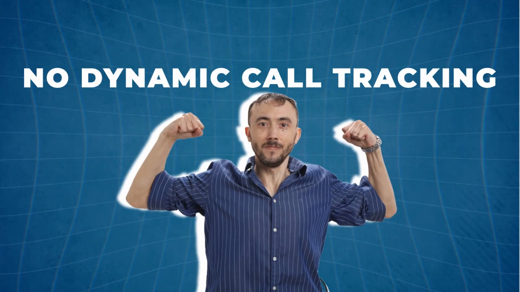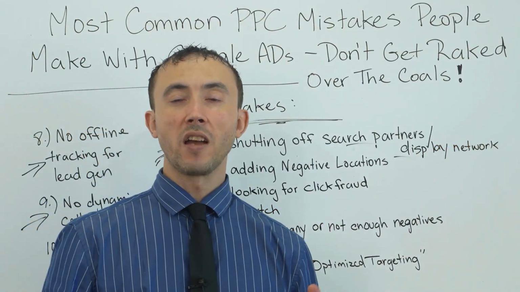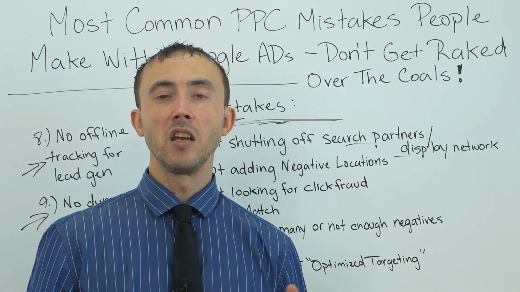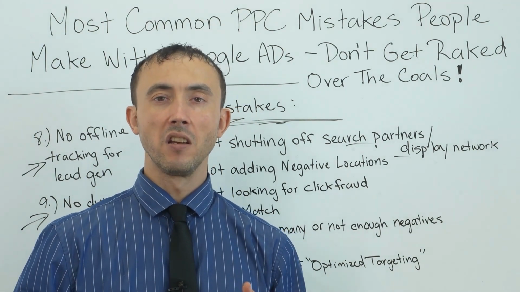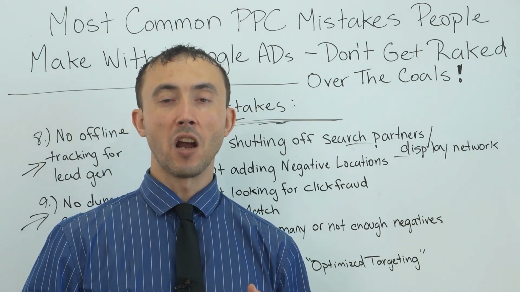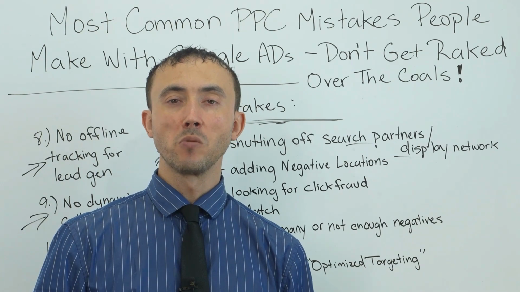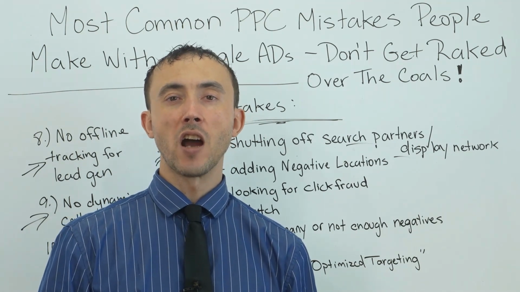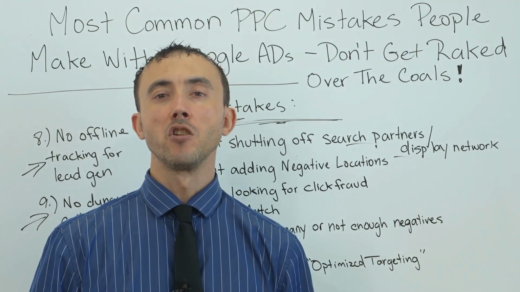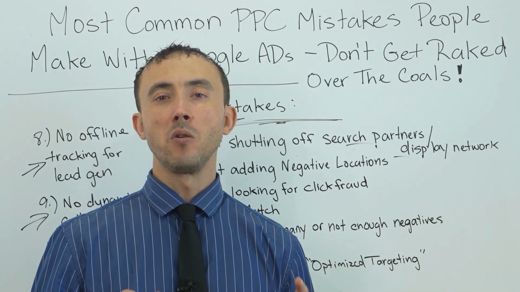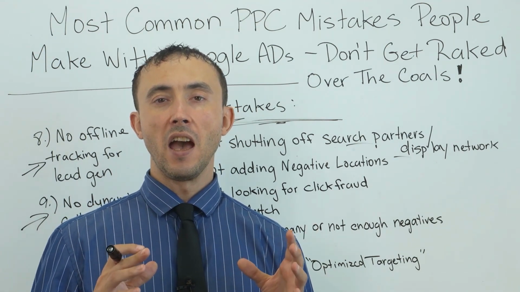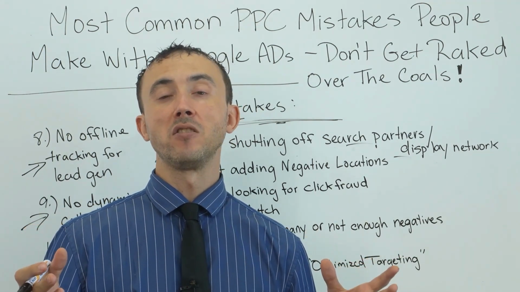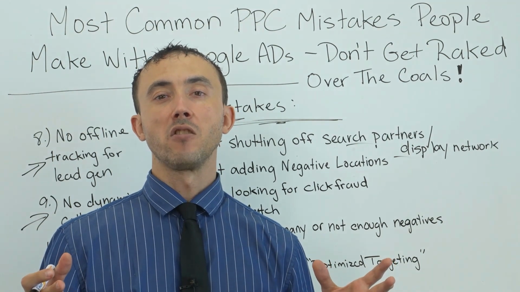Number 9, no dynamic call tracking. A lot of guys or gals don't even track their phone calls if they're doing a lead generation campaign. They just track form fills, which is terrible. If you track phone calls, most people, 80% of people, aren't going to track true phone calls. They're just going to track, in other words, somebody who clicks on the phone number and they count that as a call. Problem is there's a bunch of bot clicks and you're going to get false data.